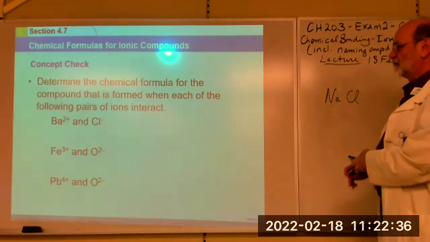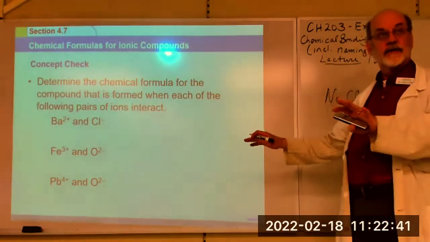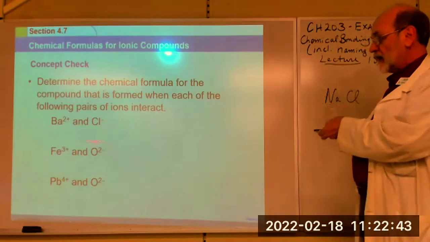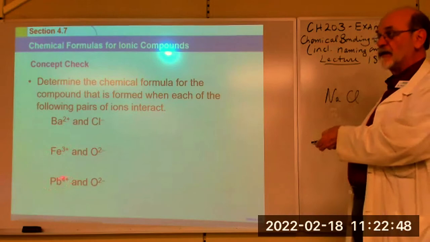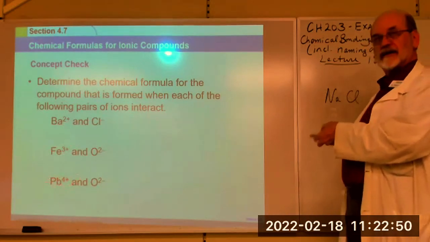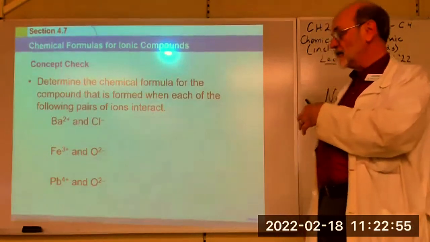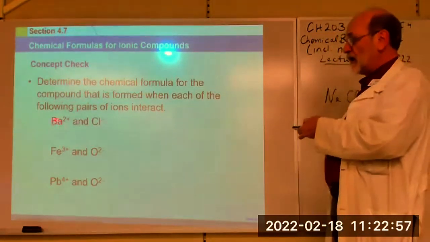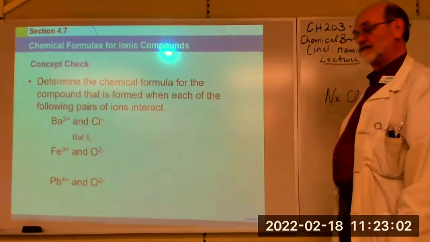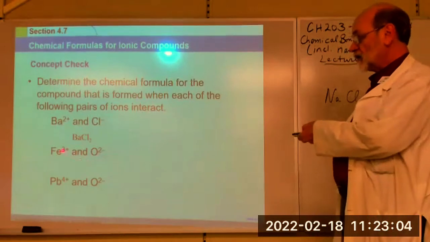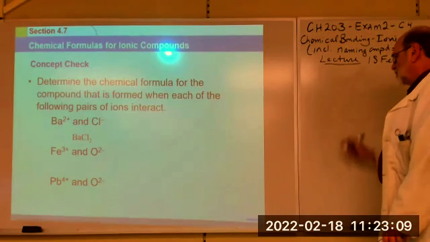Okay, how about these? Chemical formulas. If we're just going to give you the charges. Now notice that this one comes from transition metals, and this one is a metal, but possible multiple charges. We're telling you what the charge is for this exercise. For this one, you have a barium, and you're going to need two chlorines to balance the charge. Okay. For this one, you've got a 3+ and a 2-. How do we deal with that?